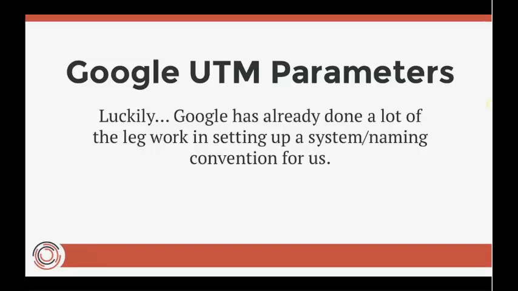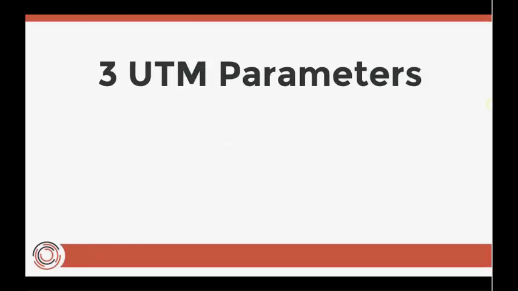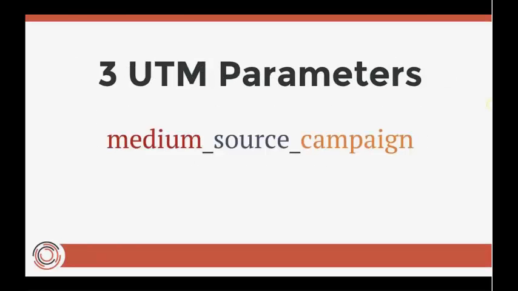Now, luckily, a lot of the work has been done by Google by using UTM parameters. If you don't really know what UTM parameters are, here's just the basics of them. You've got medium, source, and campaign. And these are the 3 that they use primarily at Infusionsoft when they're building lead sources.